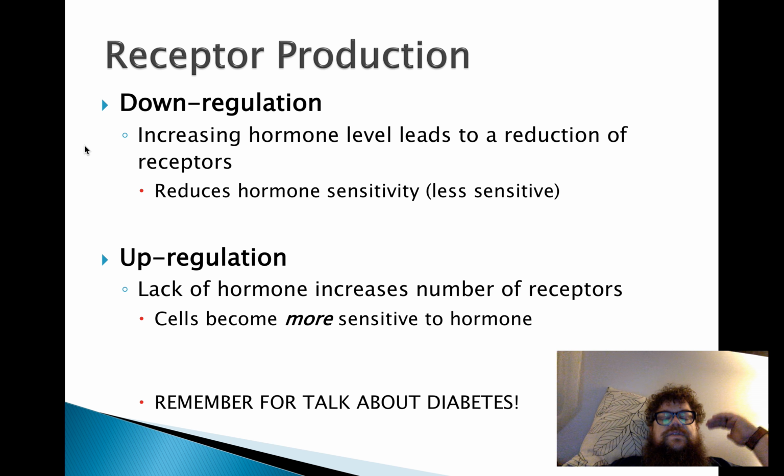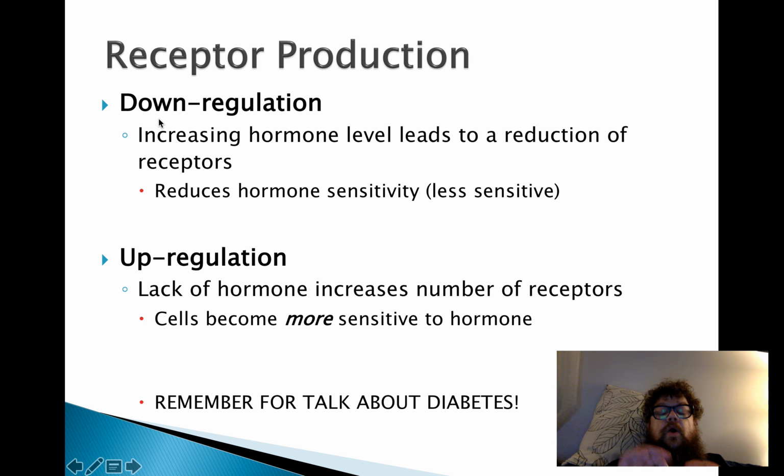So sensitivity is based on the number of receptors. But if you have a ton of insulin in your system, your cells basically are getting that message constantly, and in order to tune out that message, those cells downregulate, or they produce fewer receptors. The effect, though, is that the cells are less sensitive to insulin. And so that's where we see type 2 diabetes being a problem, and that's why we would call it insulin insensitivity, because there are fewer receptors produced.